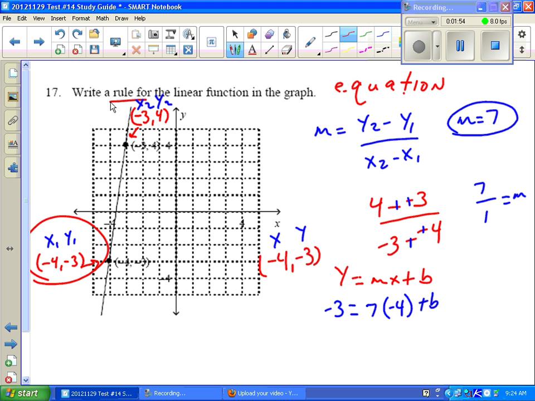7 times negative 4 is negative 28, plus b is negative 3. Get rid of negative 28 by adding 28 to both sides, and you're going to get 25 equals b.